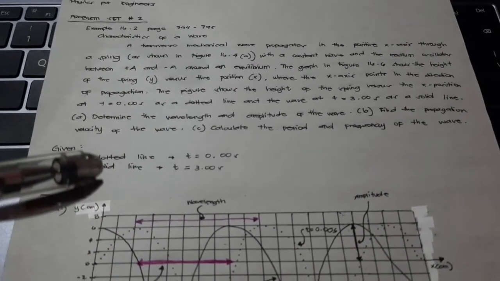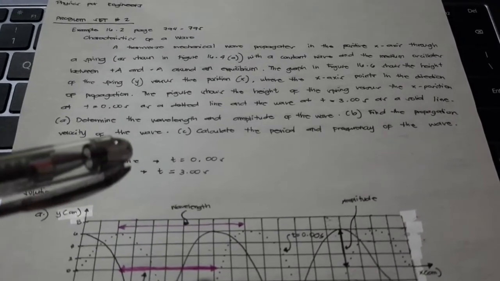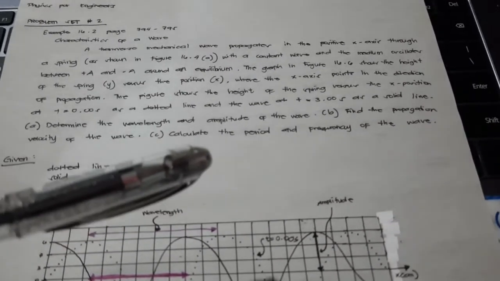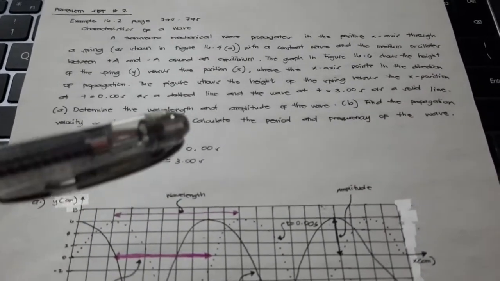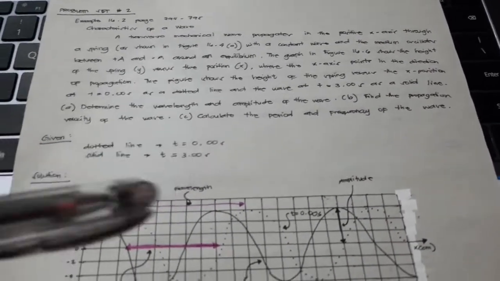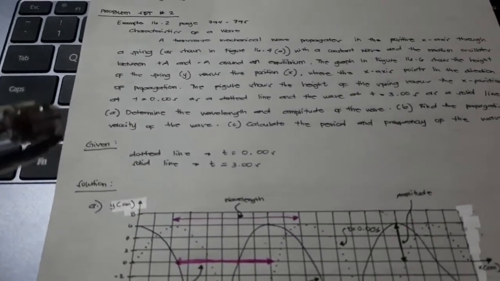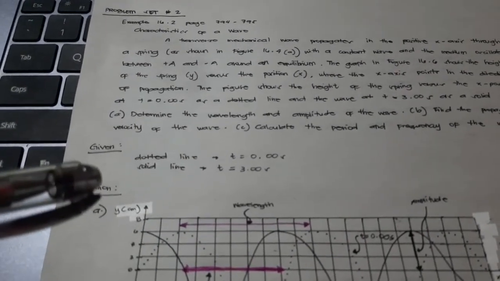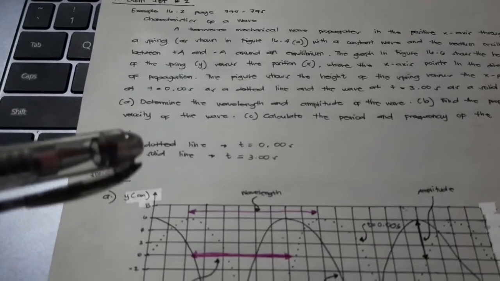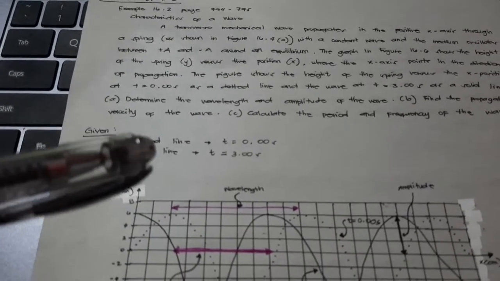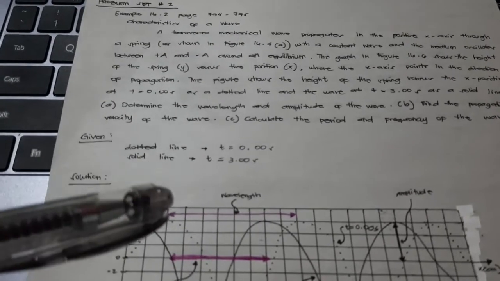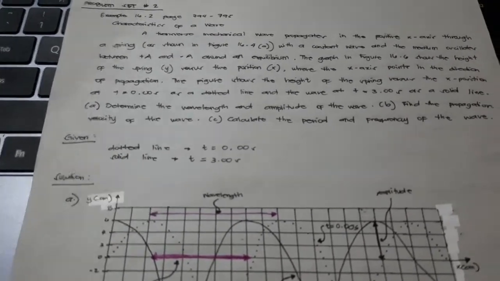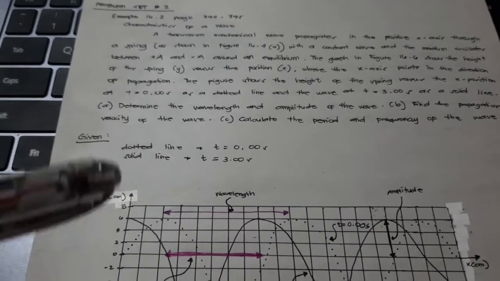A. Determine the wavelength and amplitude of the wave. B. Find the propagation velocity of the wave. And letter C. Calculate the period and frequency of the wave. So as we can see from the problem set, these are the given. The dotted line is equivalent to 0 seconds, and the solid line is equivalent to 3 seconds. So, solution.